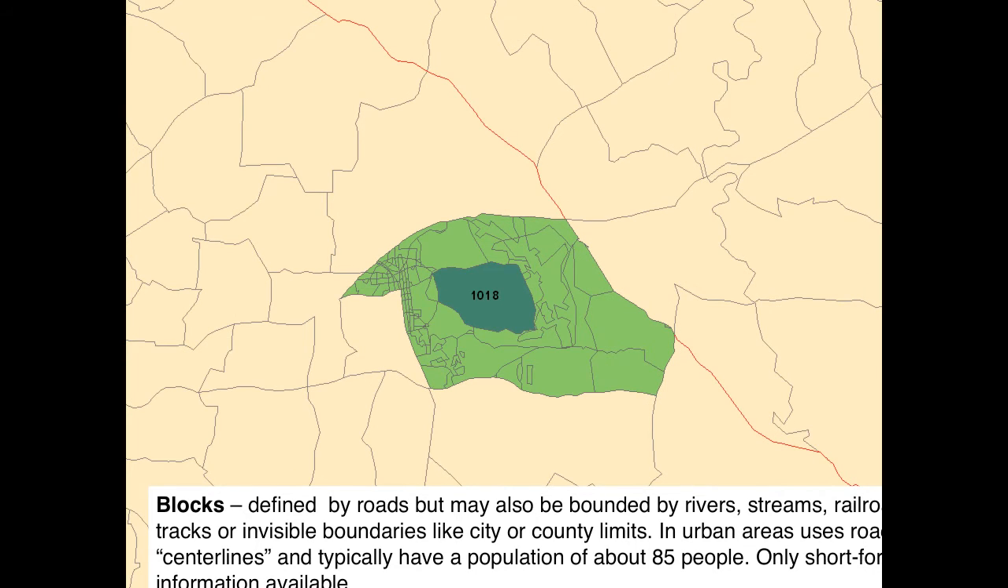Then we have blocks, and blocks are defined by roads, but may also be bounded by rivers, streams, railroad tracks, or invisible boundaries like city or county limits. In urban areas, they use road center lines and typically have a population of about 85 people. Only the short form information is available at this level. Again, note the differences in size.